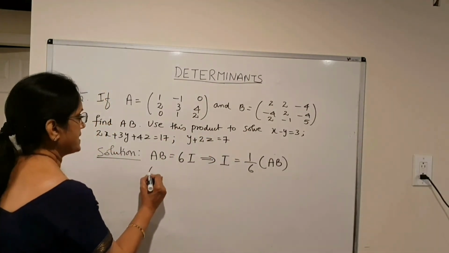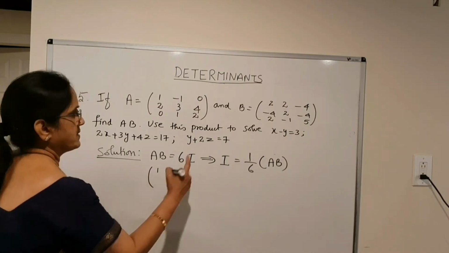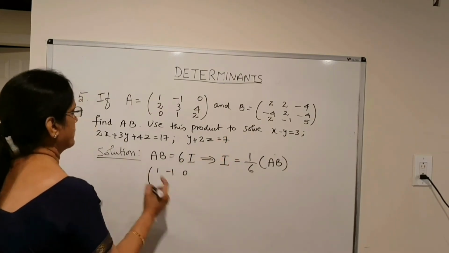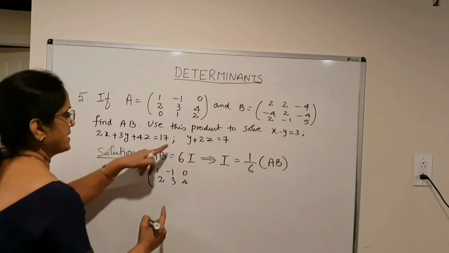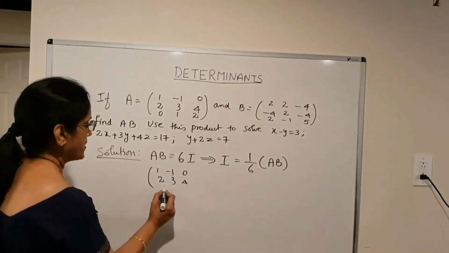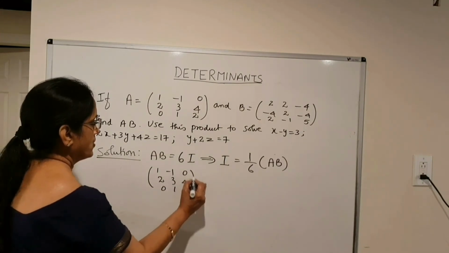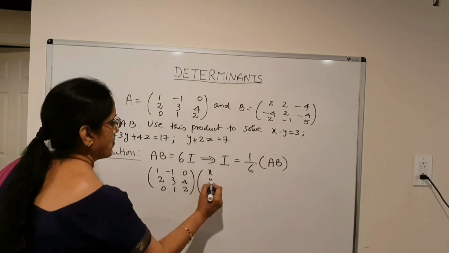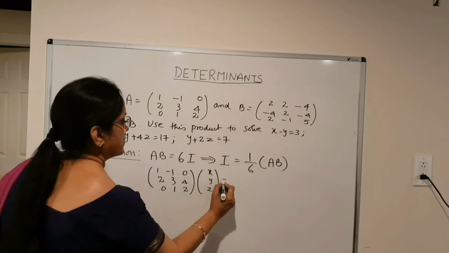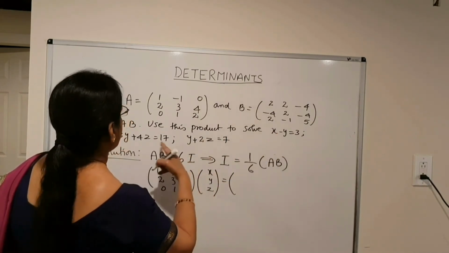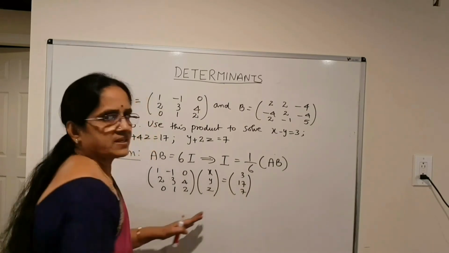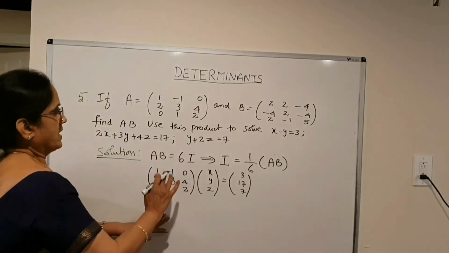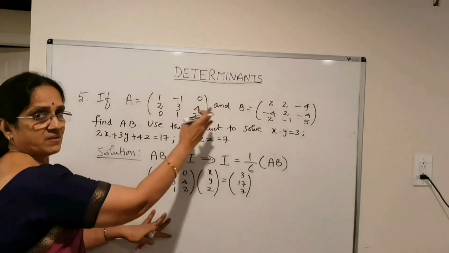I will be getting it as 1 minus 1. There is no z term. So 0. 2, 3, 4. Here there is no x term at all. So 0, 1, 2. Multiplied by x, y, z. That should give me 3, 17, 7. Now, let me compare with the given matrix.